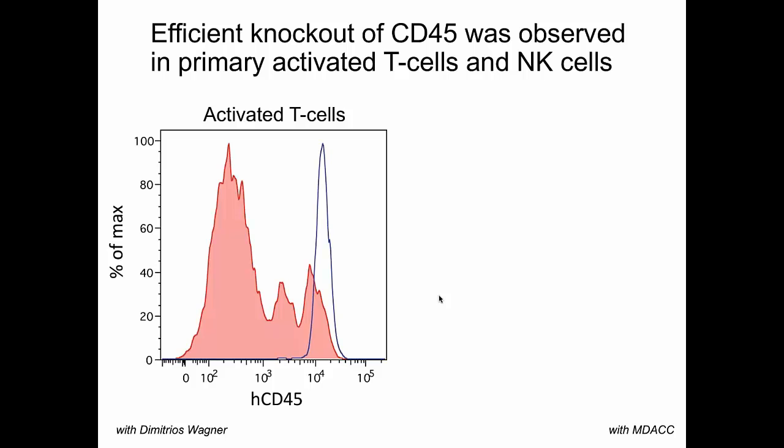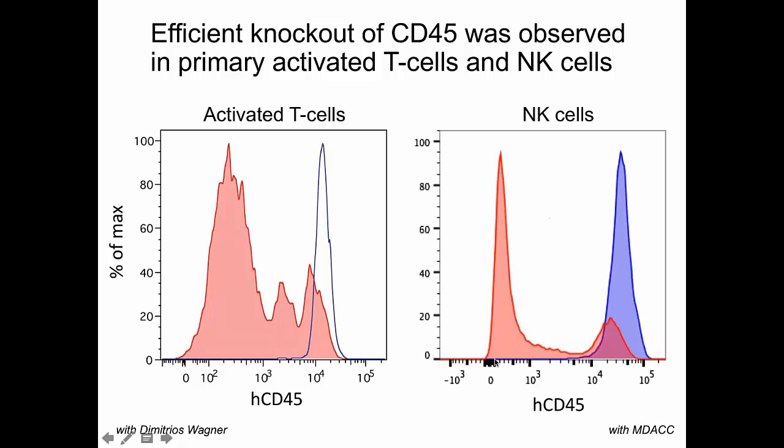We then moved to primary samples and looked at activated T cells and saw similar knockout efficiencies. Actually, with the T cells, we saw some new populations by flow cytometry. Some of these were in-frame deletions where you had a partial loss of function and therefore had some residual binding to our antibody in flow cytometry.